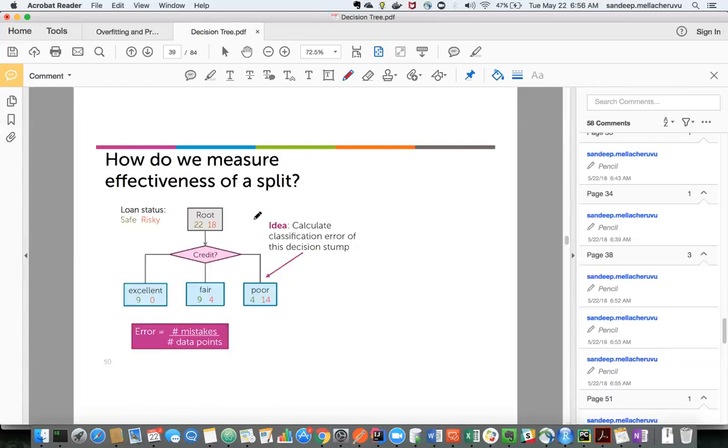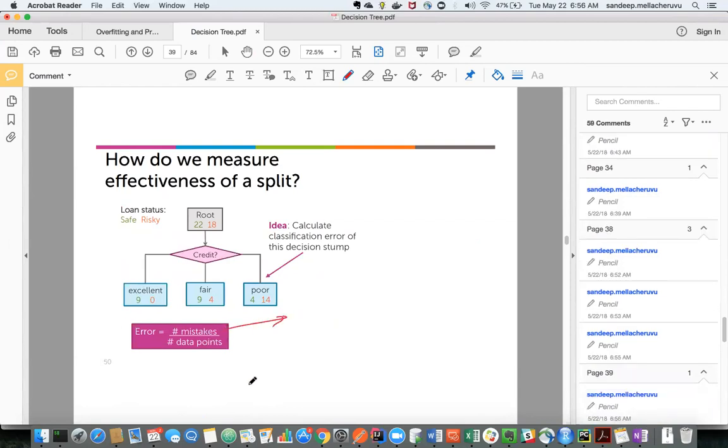Now, how do we measure the effectiveness of the split? Like I said, you can use the number of mistakes. If you're doing more mistakes, you're wrong. If you're not doing many mistakes, you're right. So you take that split. But in general, instead of using the number of mistakes, it's better to divide by the number of data points it split. Here I took 40 data points, so I'm normalizing the number of mistakes by the number of data points I actually split.